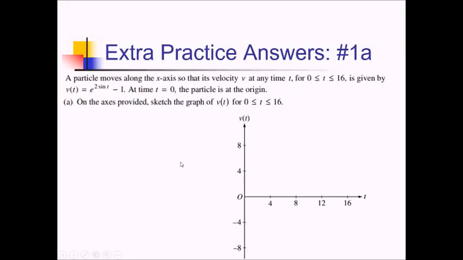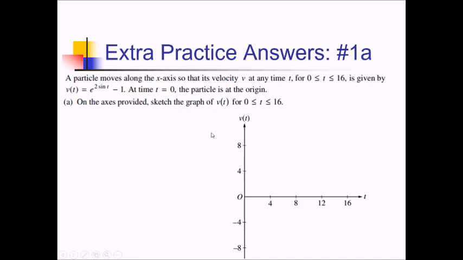For this calculator-based free response problem, we have a particle moving along the x-axis so that its velocity between times 0 and 16 is given by this v of t equals e to the 2 sine of t minus 1 function. At time 0 the particle's at the origin, and our very first task is, on these axes here, just to sketch the graph of v of t from 0 to 16.